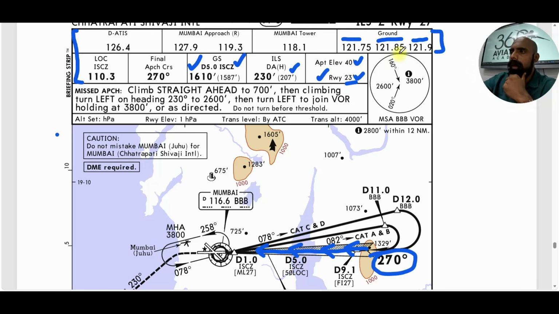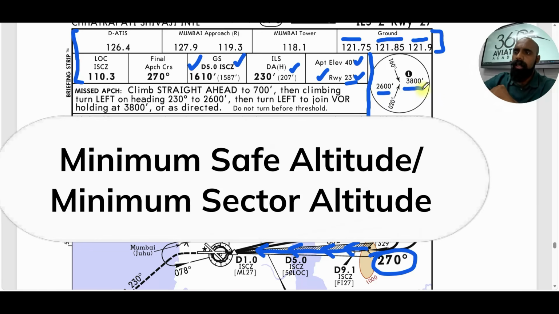Thereafter, you have your MSA. This is called your MSA, right? Minimum safety altitude, or minimum safe altitude, basically guarantees terrain clearance. As long as you maintain this, you are safe. You will not run into terrain, okay?